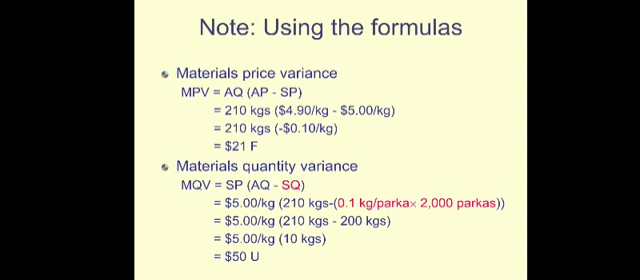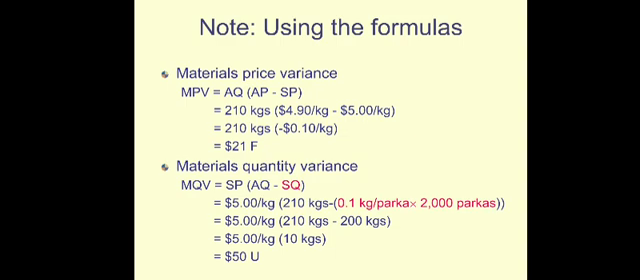Okay, let's see how to calculate the material quantity variance. So the formula, remember the formula, standard price times actual quantity minus standard quantity. Okay, so you solve the equation, the formula. So the standard price is $5 per kilogram. You can check that data in the question, the sample question. And then the actual quantity is 210 kilogram. This is the quantity purchased by the business.